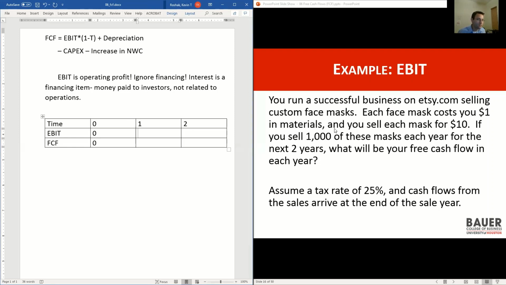Well, you're selling 1,000 masks and you're selling them at $10 and your cost is $1. So what would be your EBIT? Well, it'd be the 1,000 masks times how much money are you making per mask. So you're selling them for 10, it costs you 1. So we're up to $9,000 in EBIT. That's over the first year, and then that's the same in year 2. We're just saying that you're doing the same thing in years 1 and year 2.